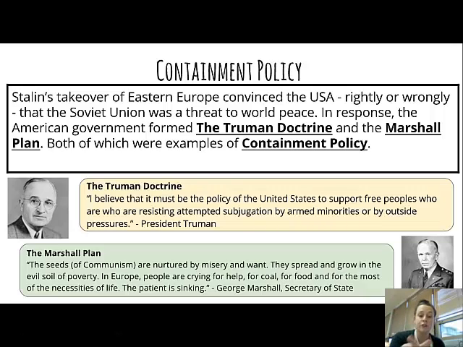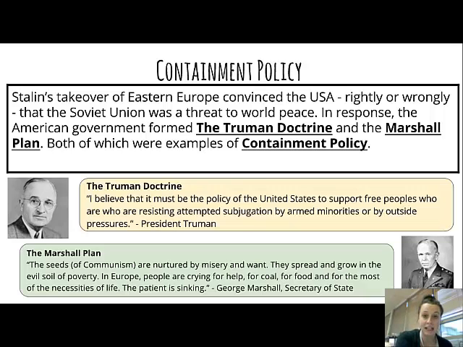So, the Truman Doctrine. Truman says, "I believe that it must be the policy of the United States to support free peoples who are resisting attempted subjugation by armed minorities or by outside pressures." Now, what do you think he means by outside pressures? He's talking about the Soviet Union. And he's saying that we want to support people who want to be free. So he says that it is the United States' goal to help countries fight back against communist influence. This is really the basic policy of containment.